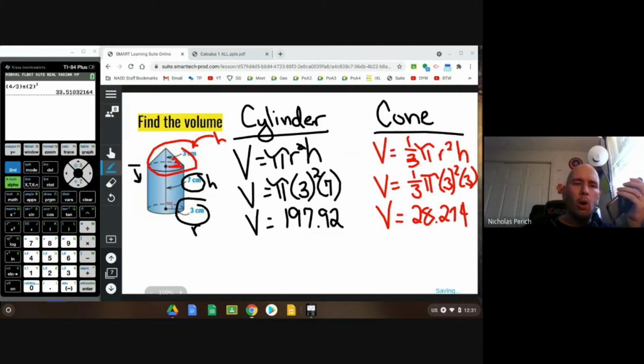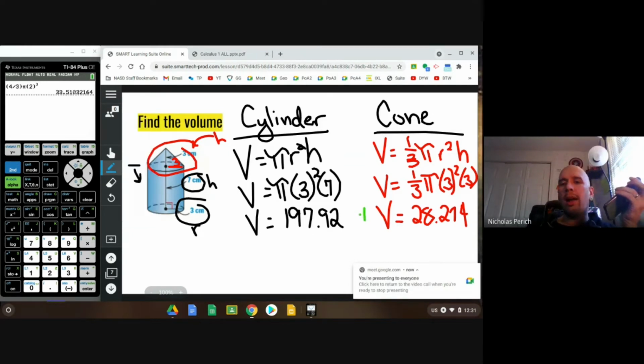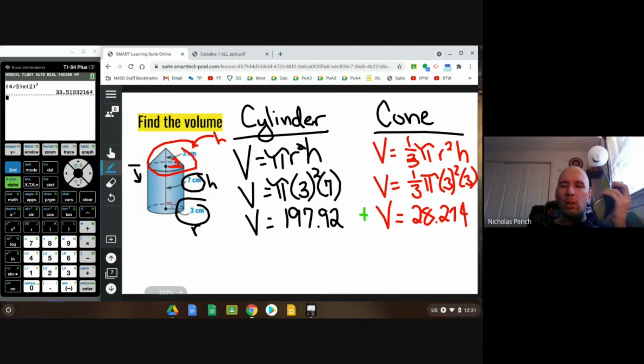Now, these two shapes are glued together. So what am I going to do? Add them up. So I have 197.92 plus 28.274. It's 226.194. And again, that's centimeters cubed.